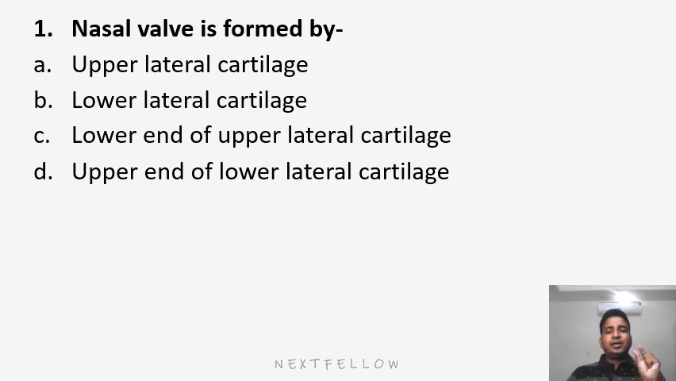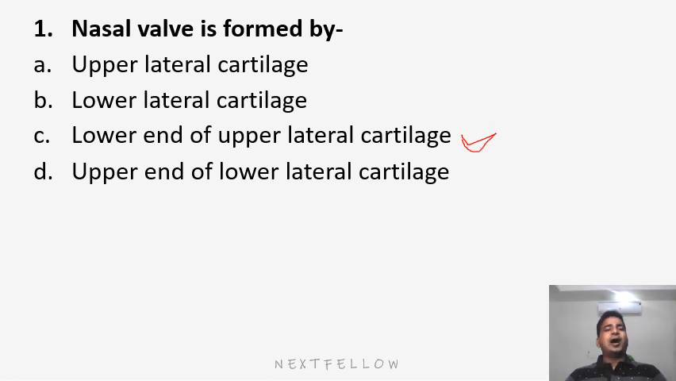Nasal valve is the narrowest area in the nasal pathway, which is usually formed medially by the nasal septum. Laterally, it is the inferior turbinate, anterior most part. Okay, and it is formed by limen nasi, which is the lower border of the upper lateral cartilage. So the correct answer is lower end of upper lateral cartilage.